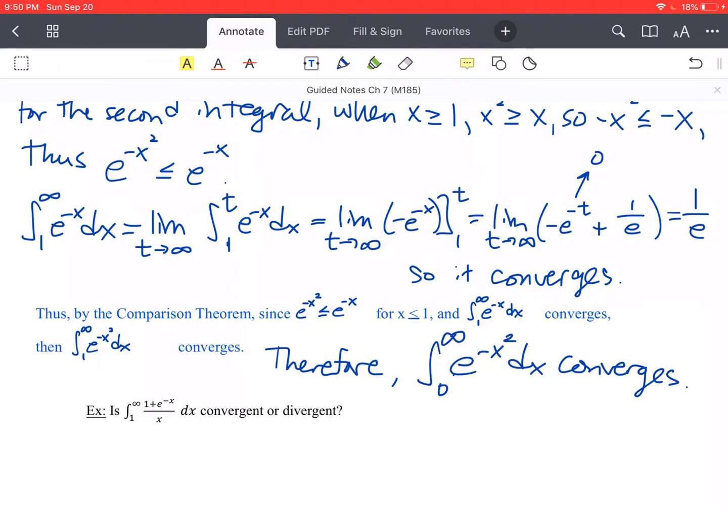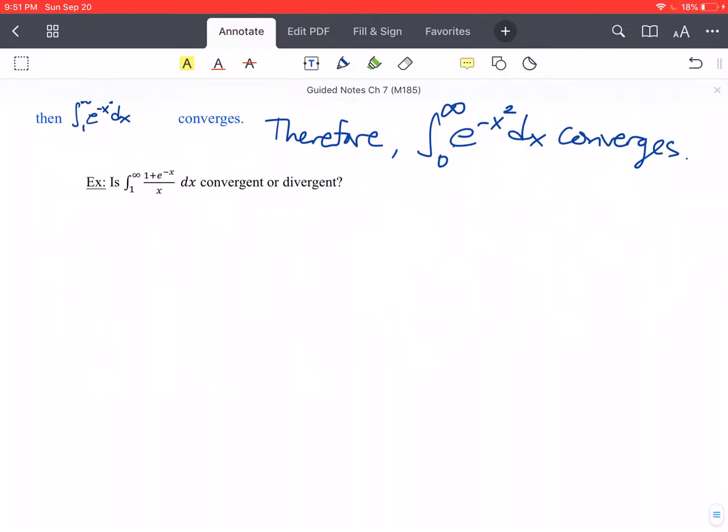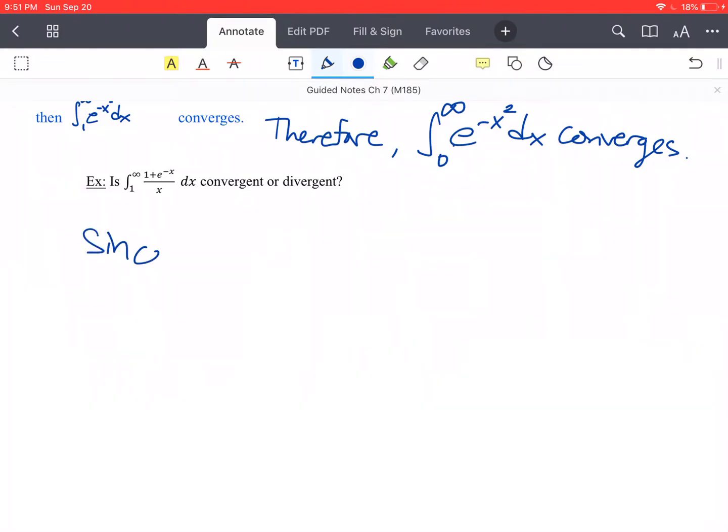All right. And then one more example for this section. The question is, is the integral from 1 to infinity of 1 plus e to the negative x all over x dx convergent or divergent? So when we're dealing with the comparison theorem, we need to compare. So we're going to look at 1 plus e to the negative x over x.